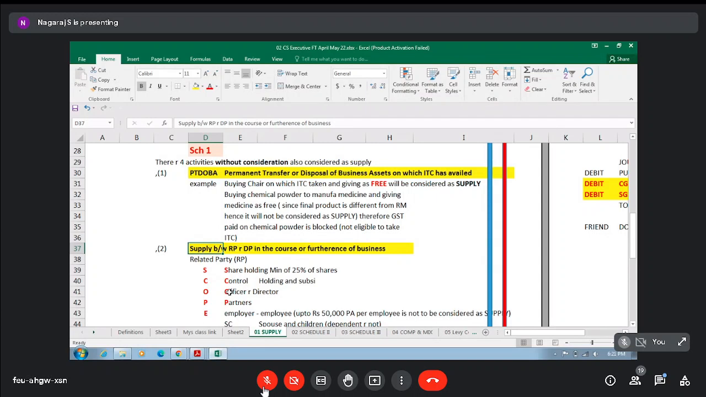Provided the value of that supply should be more than 50,000, then only it will be treated as supply. Otherwise, it will not be treated as supply. In case of employer and employee, you can supply up to 50,000 rupees to the employees. Beyond 50,000, if without consideration, is considered as supply.